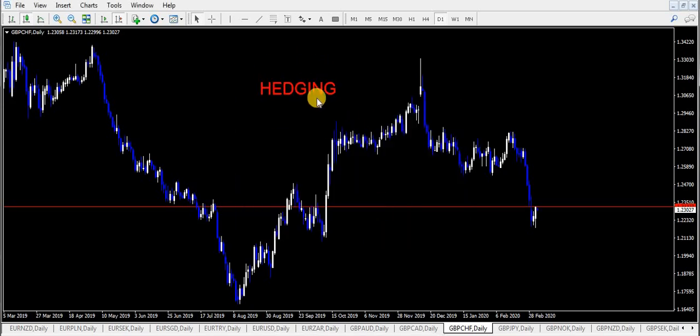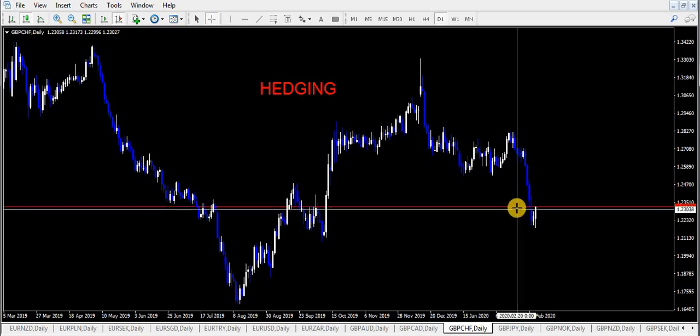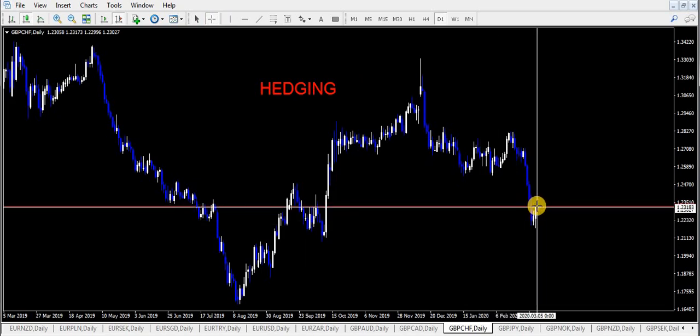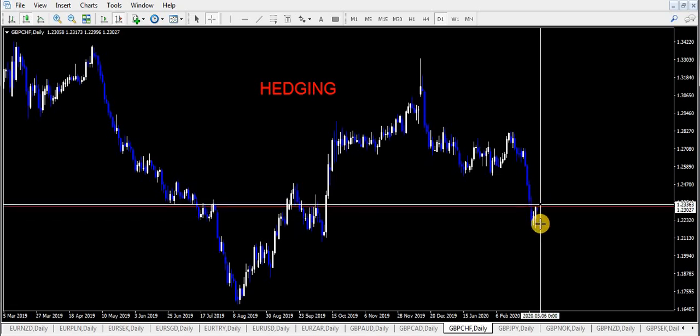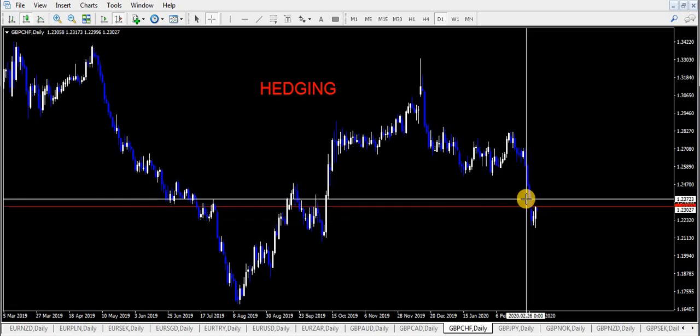Now, what's hedging? Hedging is just literally buying and selling at the same time. Let's say price is here at this point, I will just place a buy and a sell at the same time, and that is what hedging is all about.